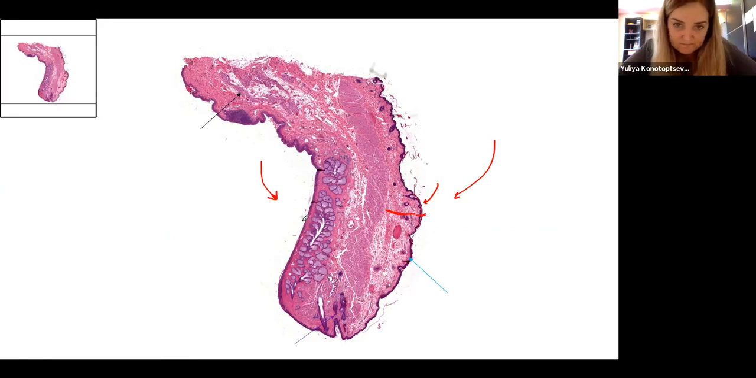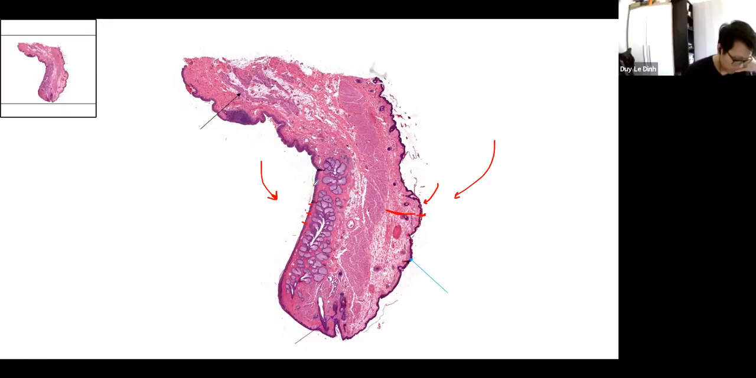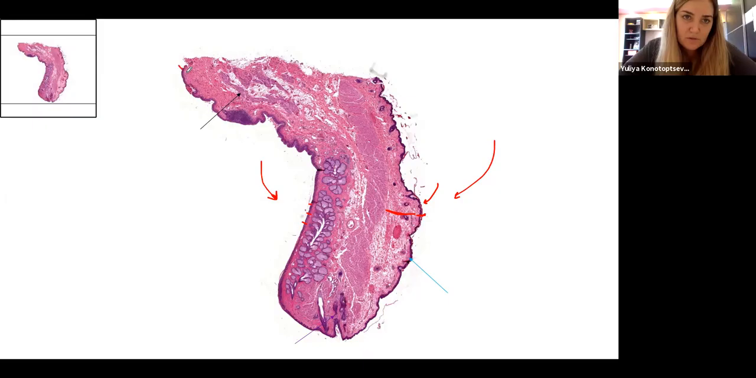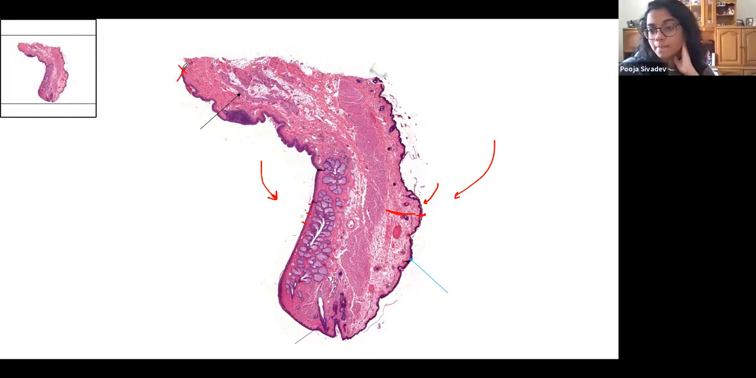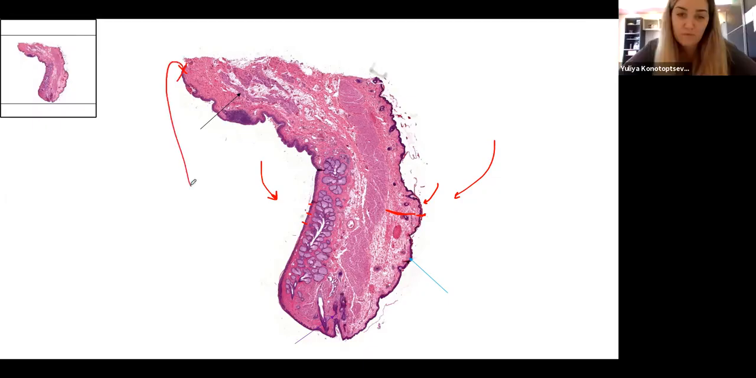What is this? Palpebral conjunctiva. You follow palpebral conjunctiva, you follow, it stops. How do you call this? Fornix. That's where it should reflect to become the bulbar conjunctiva. Yes, so here, this should have been the bulbar conjunctiva right here, but that's the fornix.